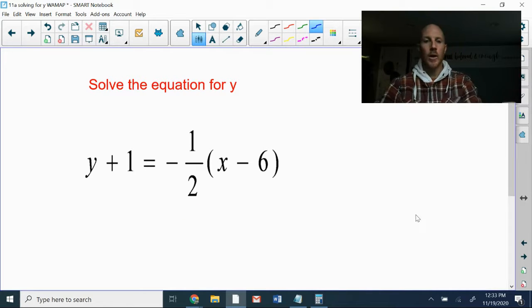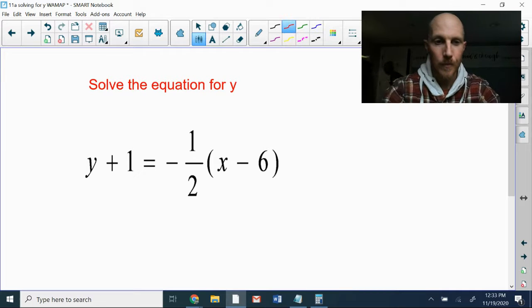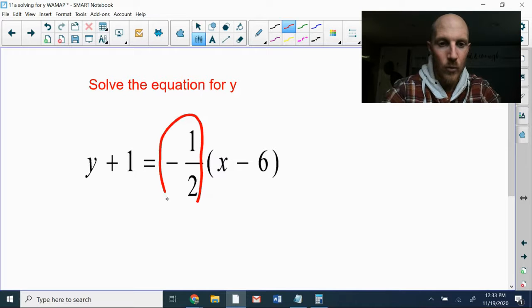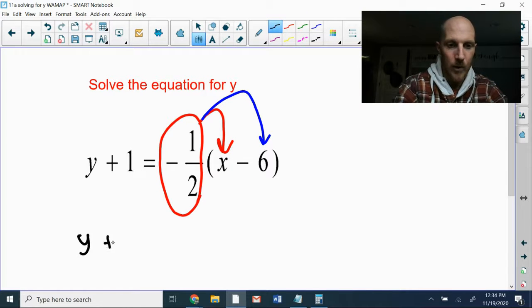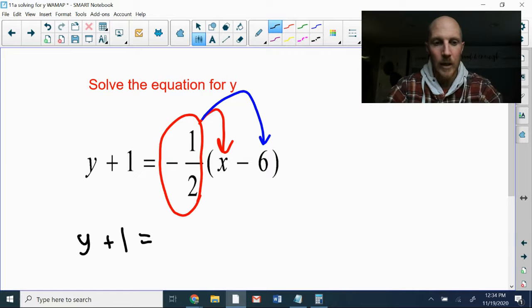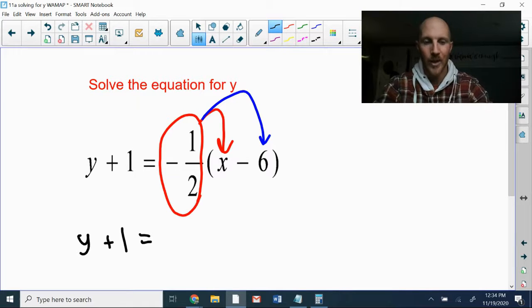Okay, so we're going to look lastly at what happens with some parentheses showing up. So if I have parentheses, the first thing I'm going to want to do is distribute. So I'm going to take this whole thing here, the negative 1/2 x, I'm going to multiply it onto both numbers inside the parentheses. So I'm going to bring that y plus 1 equals down to my next line. I haven't done anything with that yet, just copy it down.